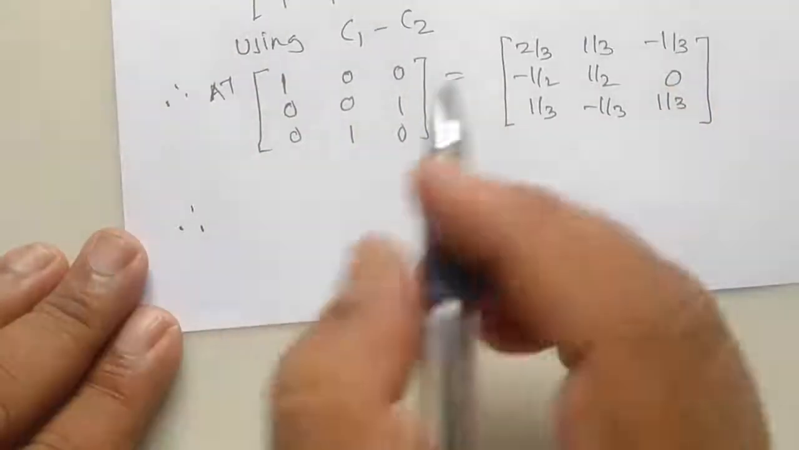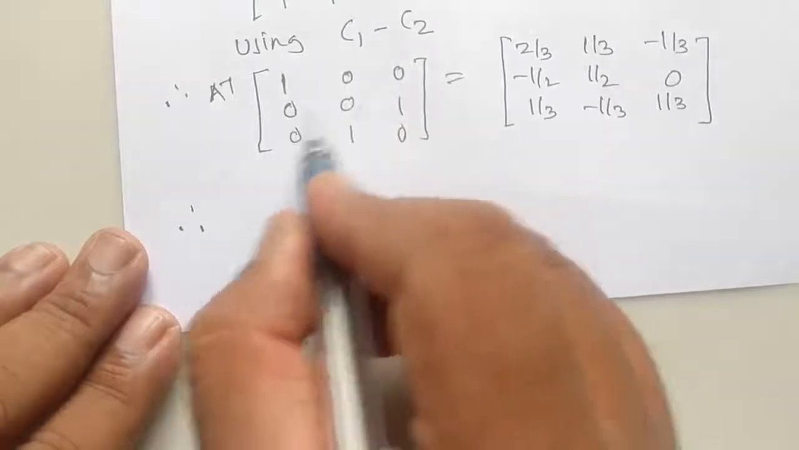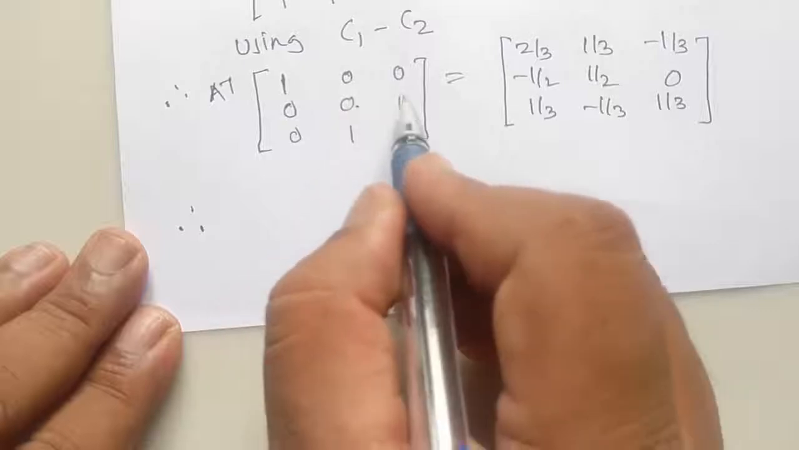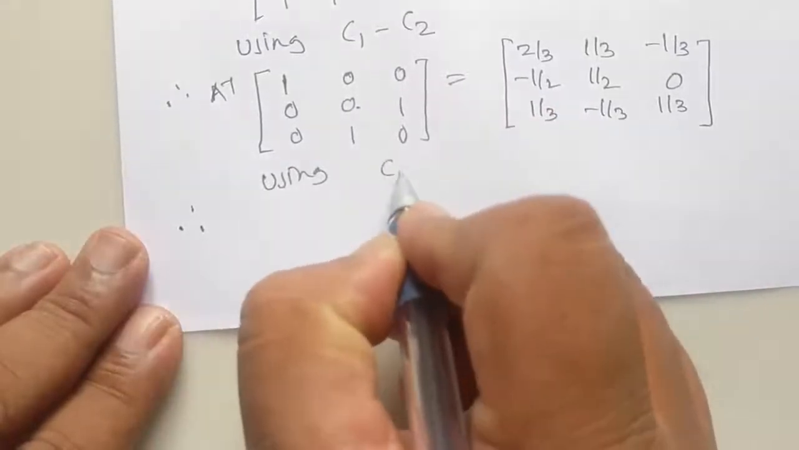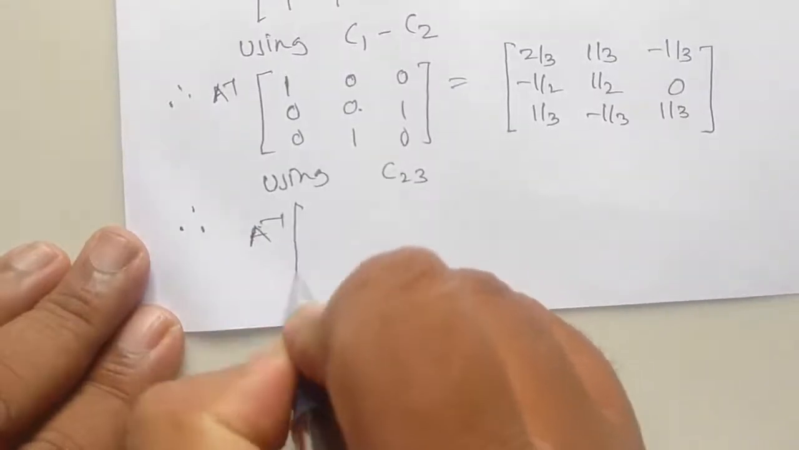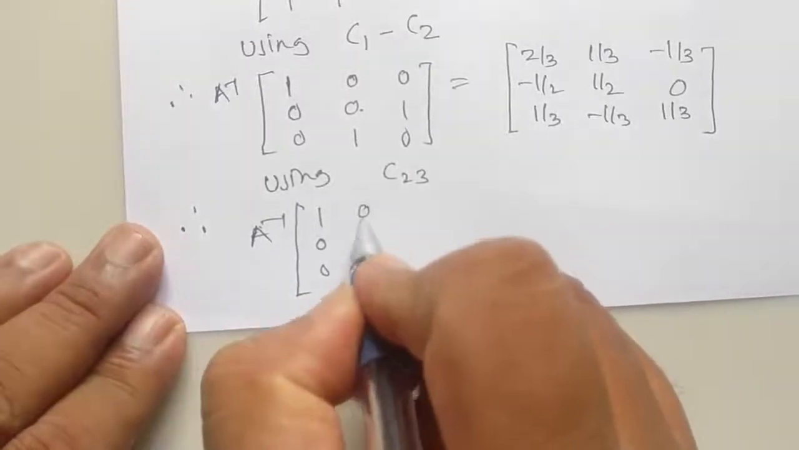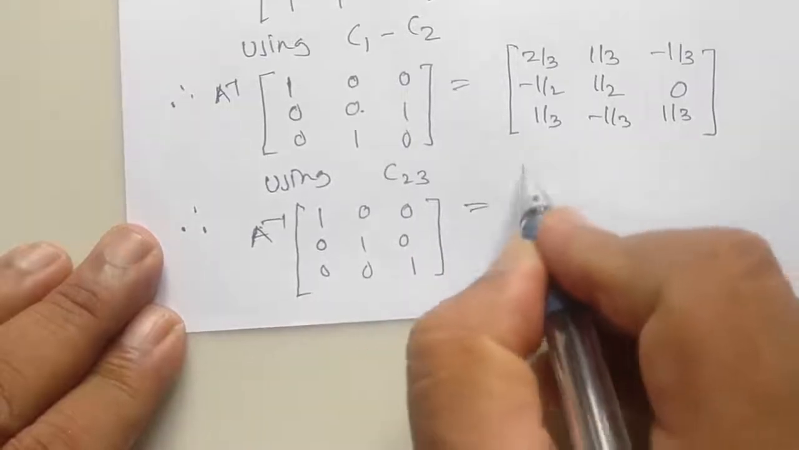Therefore, now in order to convert this to the identity matrix 1, 0, 0, 0, 1, 0, 0, 0, 1, we interchange the second and third column using C2, 3. A inverse, 1, 0, 0, 0, 1, 0, 0, 0, 1. Now it is an identity matrix.